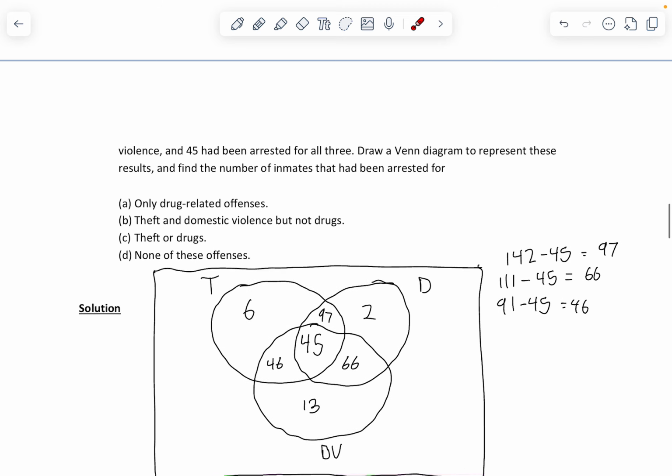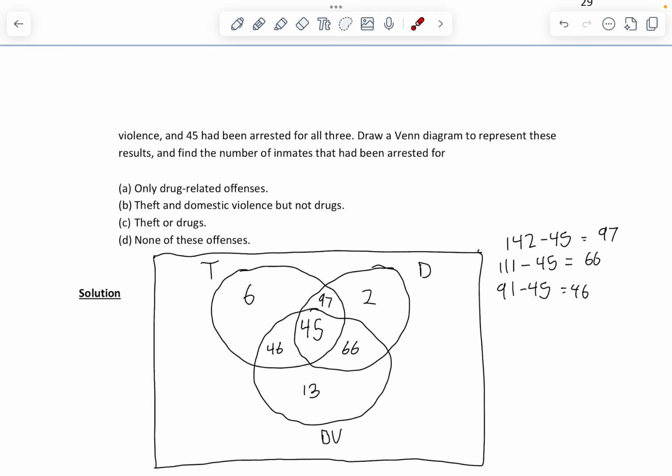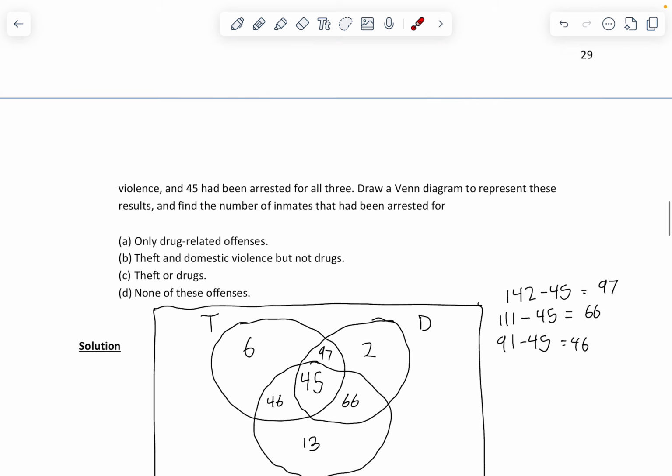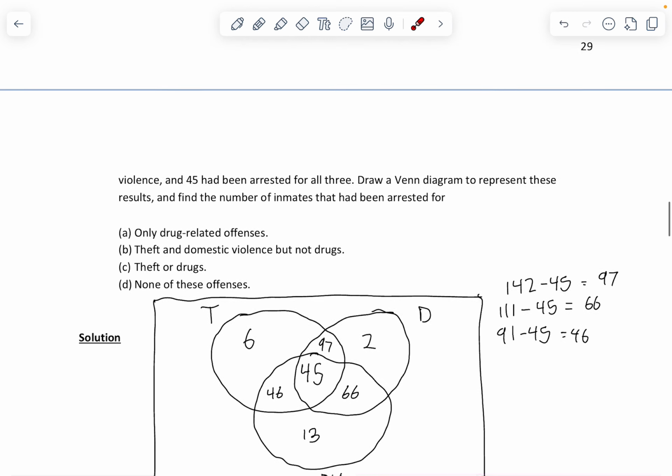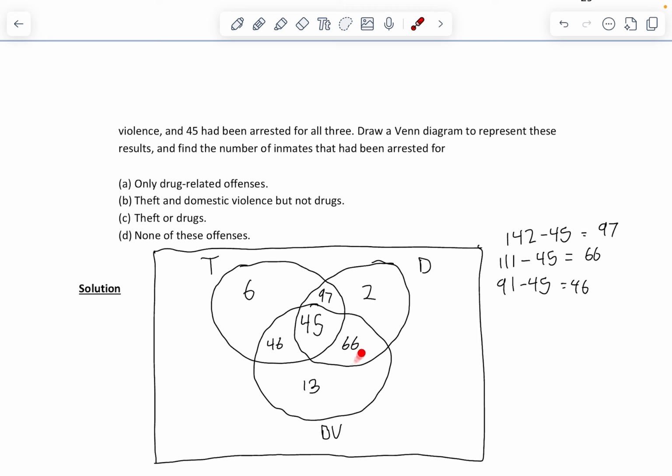And the last thing I need to do is put a number in the region out here, right? Remember that the sum of all the regions has to add up to equal 300, because the survey was of 300 inmates. So if I add up the numbers in all of these known regions and subtract that from 300, I'm going to get 25. Basically, all the numbers in all 8 regions have to add up to equal 300. And if you add these up, you'll see that they do. So this is my completed Venn diagram.